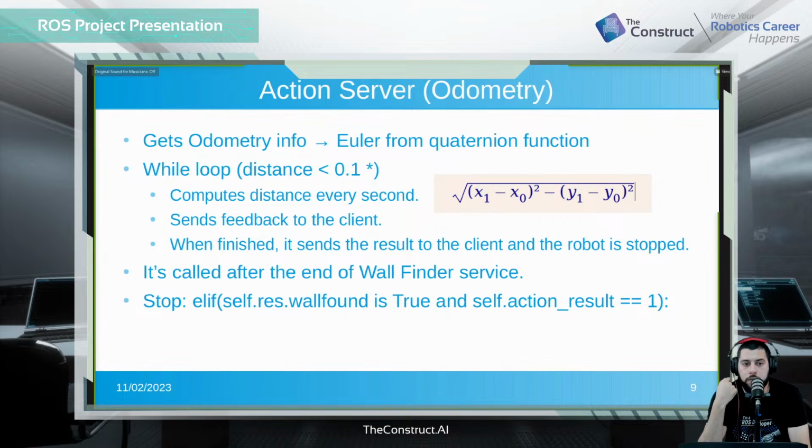Then we have a while loop. I don't like while loops, I try not to use them, I tried using ifs. But in this case, I think it's mandatory to use a while loop. The while loop checks if the distance between the final position, the actual position, and the first position is less than 0.1.